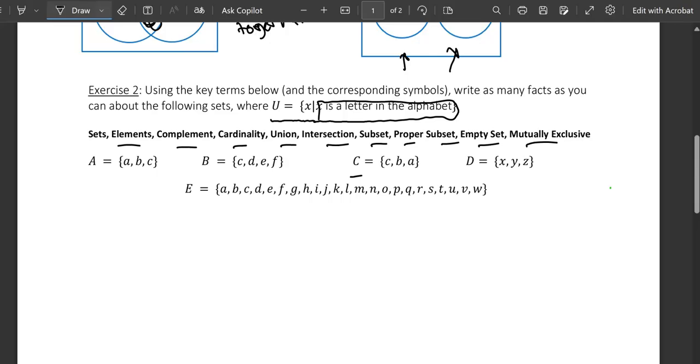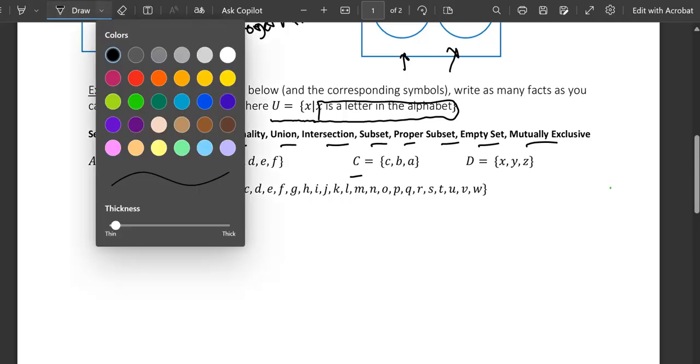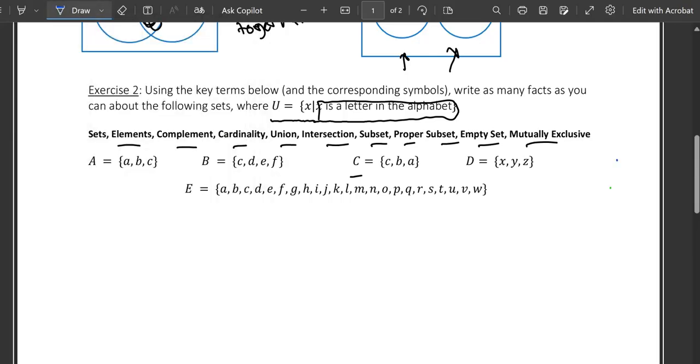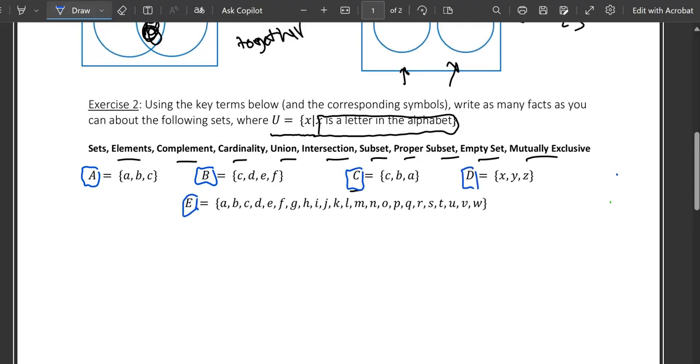So I want you to know here, change this to blue. These are the sets, the capital letters, correct? These are the sets A, B, C, D, and E. And don't forget the universe. We need to remember what our universe is, all letters of the alphabet. So all these sets, A, B, C, D, E, exist in the universe. The universe is the max that you could have.